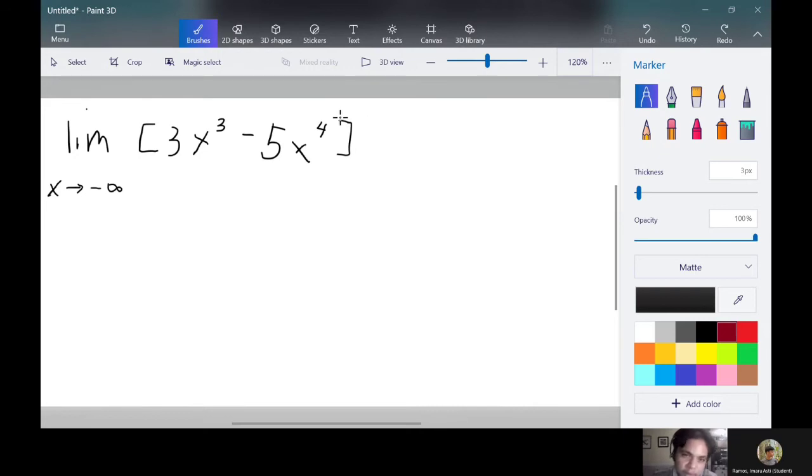Now, what we will do is find the highest degree of the expression. The highest degree is the exponent 4. So this term, negative 5x raised to 4, is our given problem, and we're just going to cancel out 3x raised to 3. It can now be written as the limit of negative 5x raised to 4 as x approaches negative infinity.